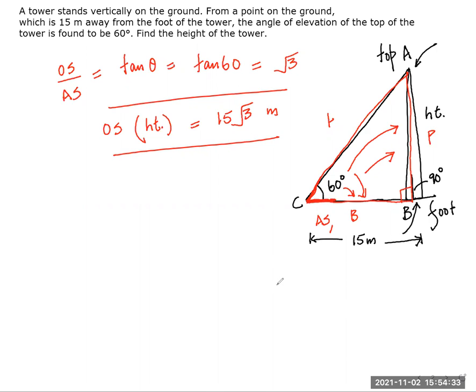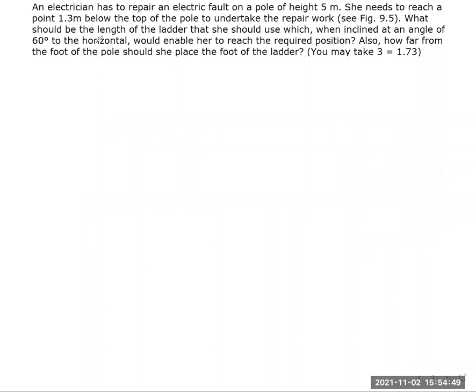Okay, so what we learned is that for angle of elevation, we have to understand what is written. From the foot of tower, this is the foot, 15 meters away. So from here we have to find out angle of elevation. So obviously this line will go up. All right. Now let's do this one.